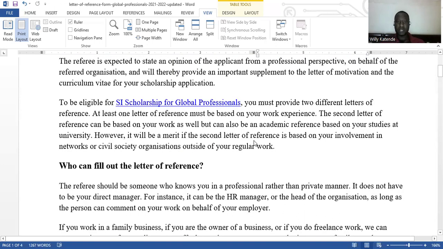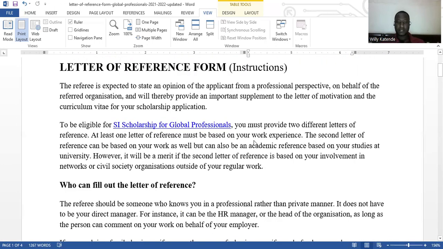So you need to be thorough. Your referee, whoever is giving you the reference, needs to be thorough when they are filling this form. They are saying here that the referee is expected to state an opinion of the applicant from a professional perspective and on behalf of the referring organization. And they will provide an important supplement, a letter of motivation and a curriculum vitae for a scholarship application.